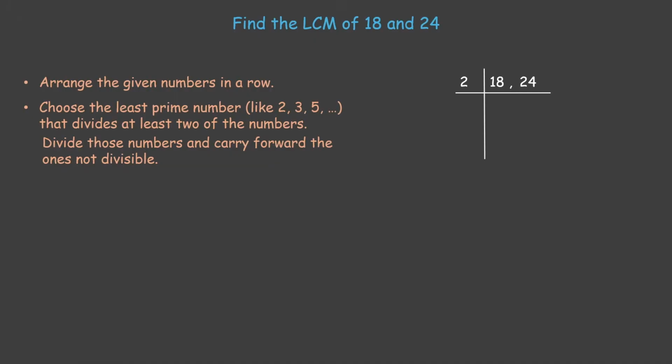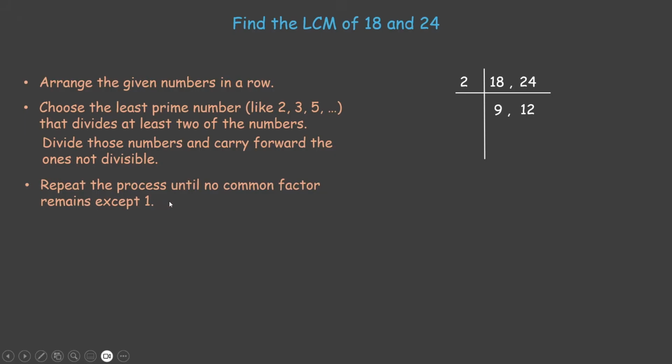Now we divide these numbers and carry forward the ones not divisible. In this example, both the numbers are divisible. So let's divide them. 18 divided by 2 will give us 9. 24 divided by 2 will give us 12.